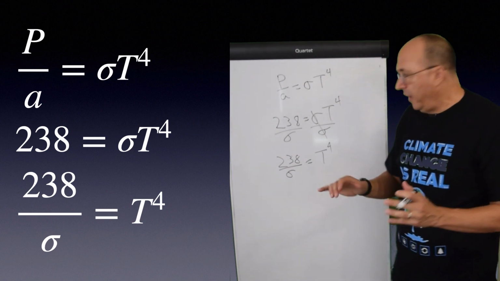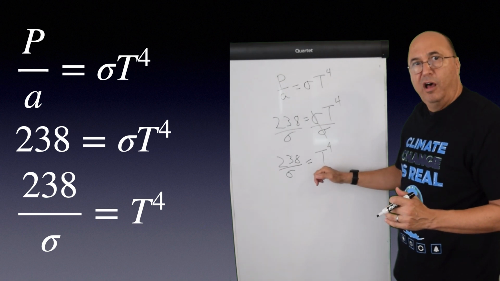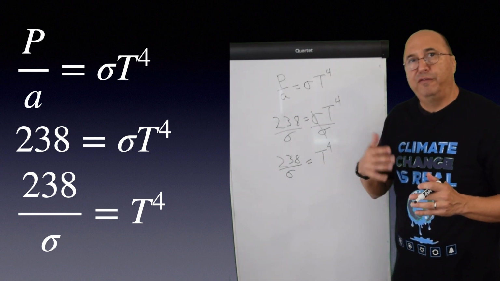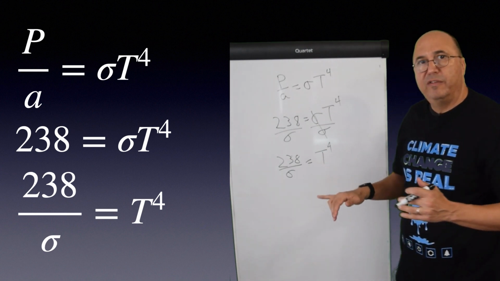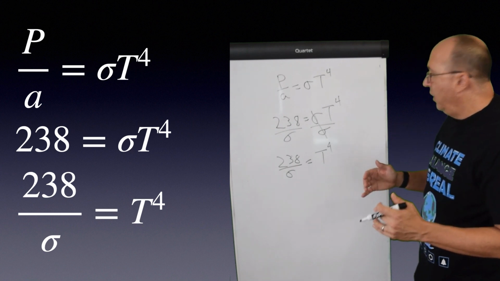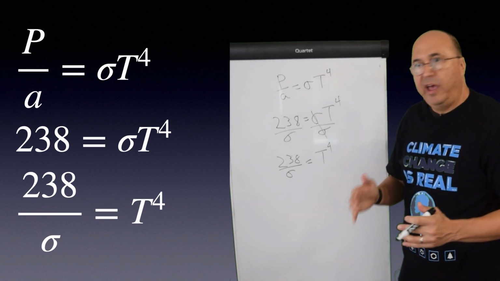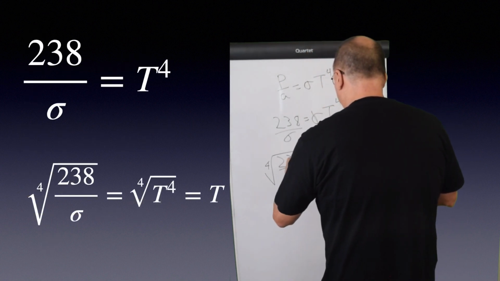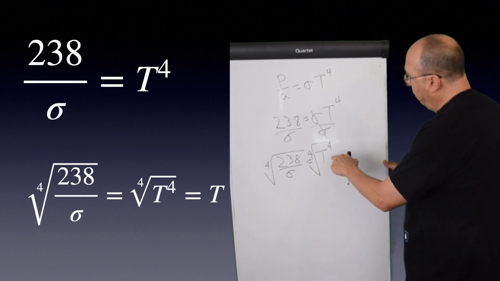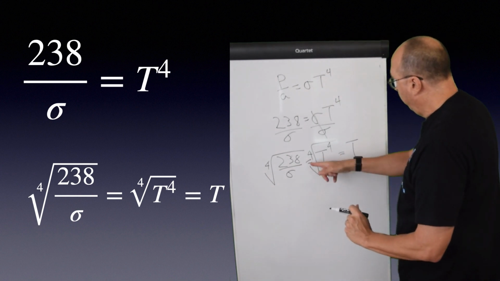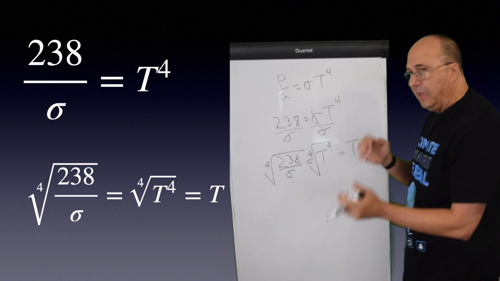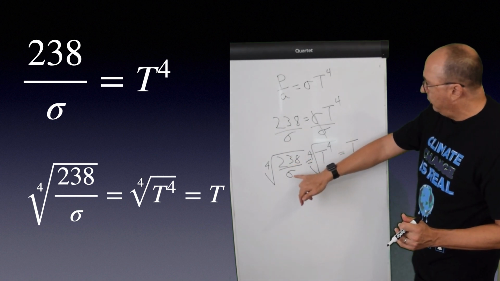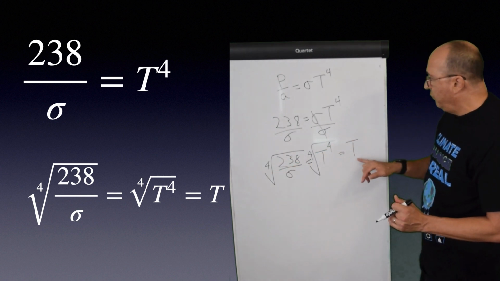So I've done the first step. I've isolated my variable I'm trying to solve for on one side of the equation. But now I've got this 4th power on this side, and I've got to get rid of that. So what do we do? Well, the way you get rid of this is you take the 4th root of both sides of the equation. And the 4th root of T to the 4th is just equal to T. The 4th root and the 4th power cancel each other. So the answer to this problem is 238 divided by sigma, and you take the 4th root of that, and that gives you the temperature.